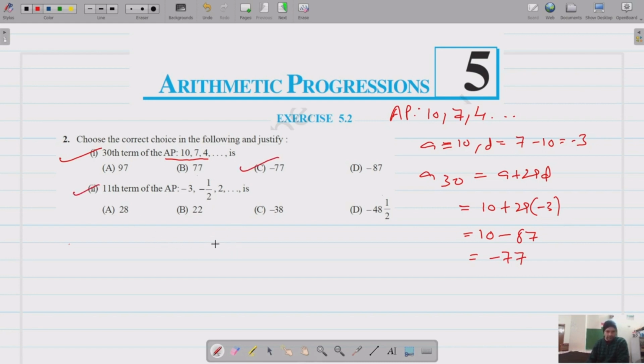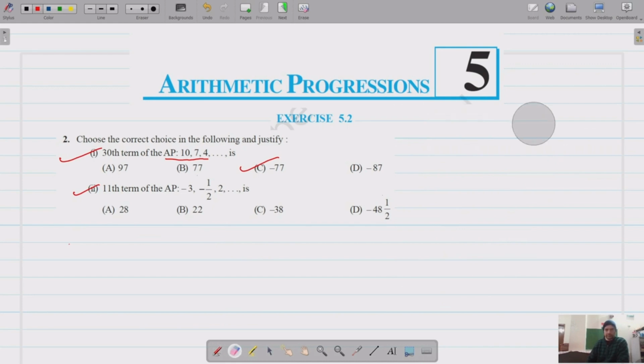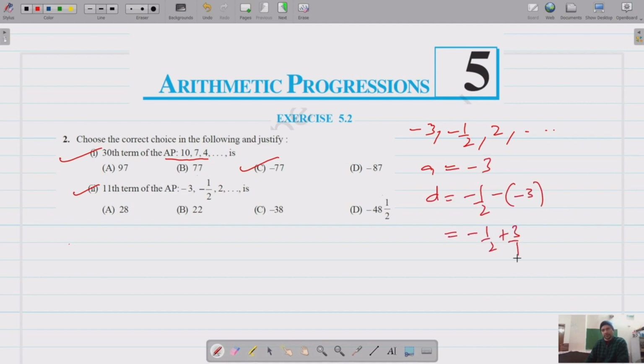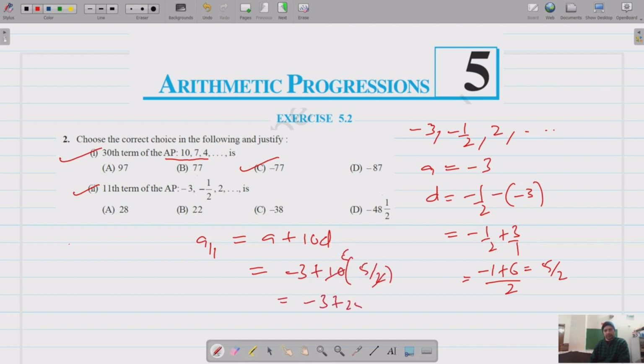Okay, and coming on to the 11th term of the next AP, which is minus 3, minus half, 2. So a is negative 3, d is minus half minus of minus 3, which gives minus half plus 3, and that is minus 1 plus 6 by 2, that gives 5 by 2. And our 11th term should be equal to a plus 10d. A is minus 3 plus 10 into d, which is 5 by 2, it's 25. So minus 3 plus 25, which gives us 22. So B is the correct option.